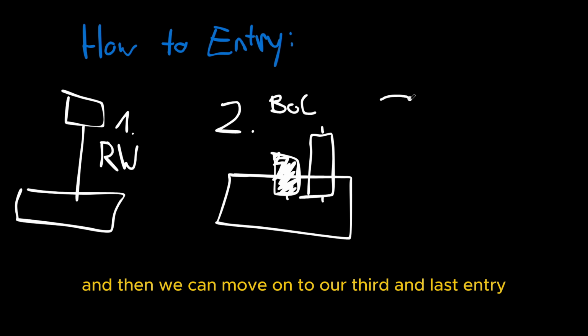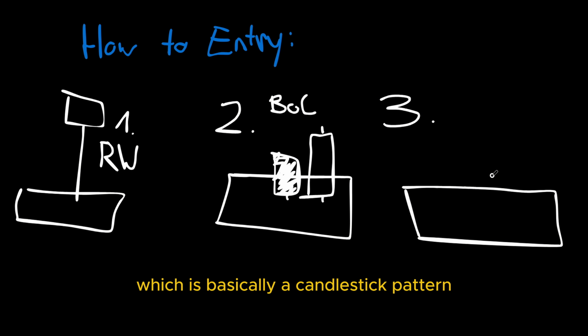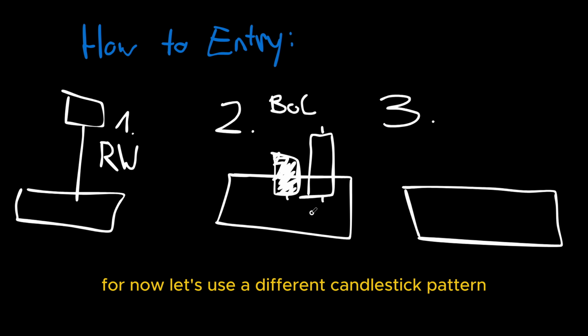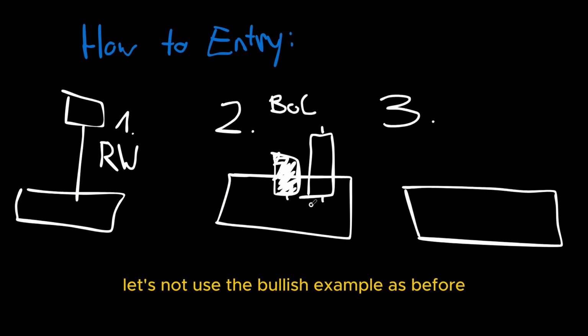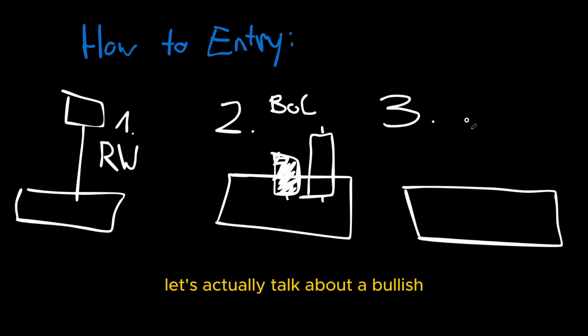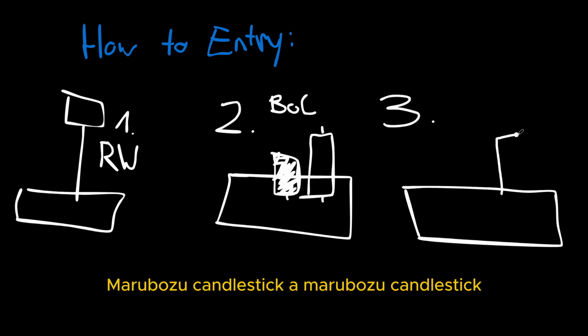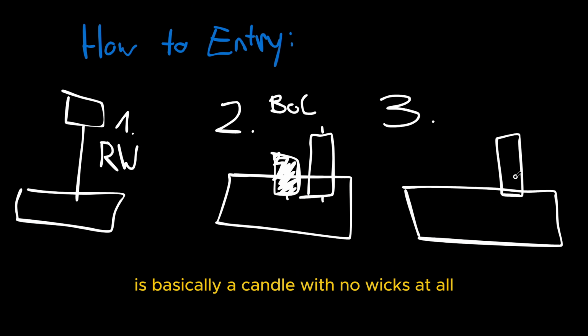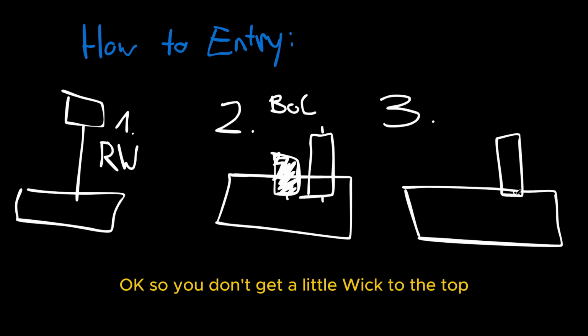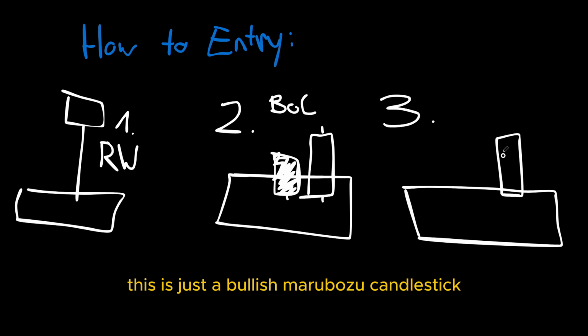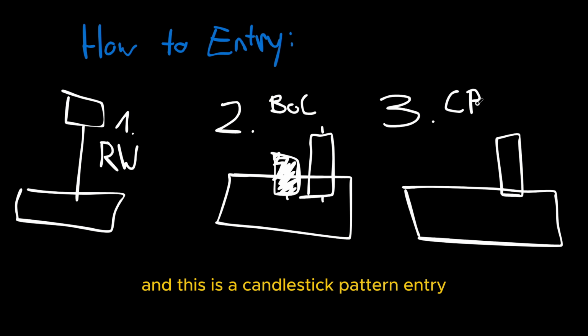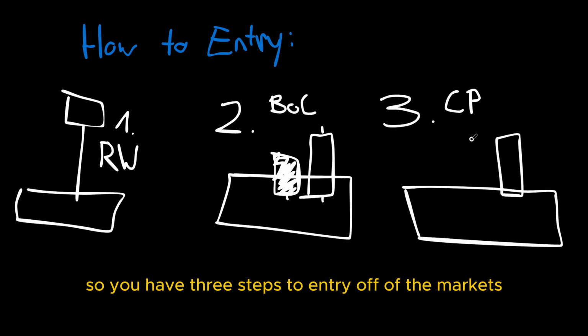And then we can move on to our third and last entry, which is basically a candlestick pattern. For now, let's use a different candlestick pattern. Let's not use the bullish engulfing example as before. Let's actually talk about a bullish Marubozu candlestick. A Marubozu candlestick for the bullish and the bearish side is basically a candle with no wicks at all, okay? So you don't get a little wick to the top and no little wick at the bottom. This is just a bullish Marubozu candlestick. And this is a candlestick pattern entry. So you have 3 steps to entry off of the markets.